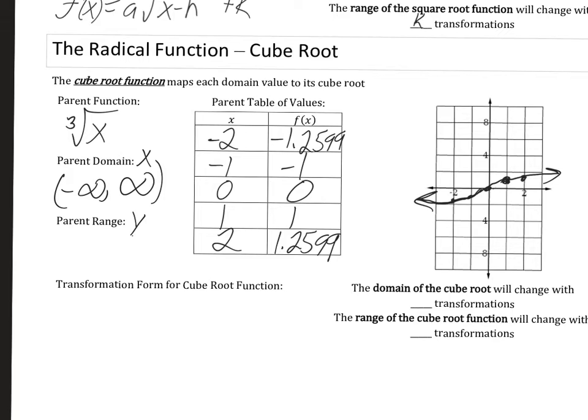My range, that's my y's. Where is it at the bottom? Well, it looks like it's going down forever because there's an arrow going down. Like it's not ending at one point. So I'm going to say negative infinity. And then is it going up forever or is it stopping somewhere? It's going up forever. So we're going to put positive infinity.